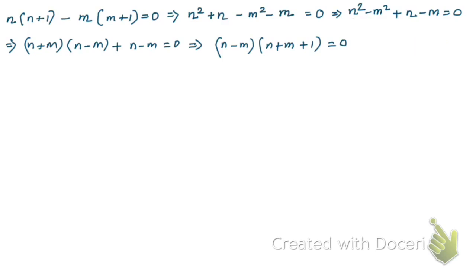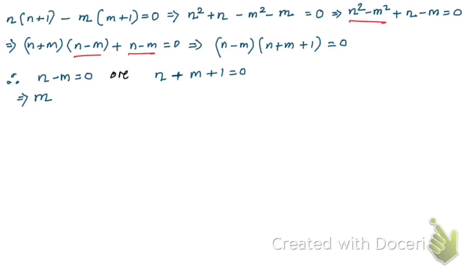That's very simple. I don't think I need to explain these kinds of things for BSc students or MSc students. So this is written in this form. Hope you have understood this. Now take this common, then I end up getting this. So from here, either n minus m is equal to 0 or this part is equal to 0. So we end up getting n minus m is equal to 0, or n plus m plus 1 is equal to 0.